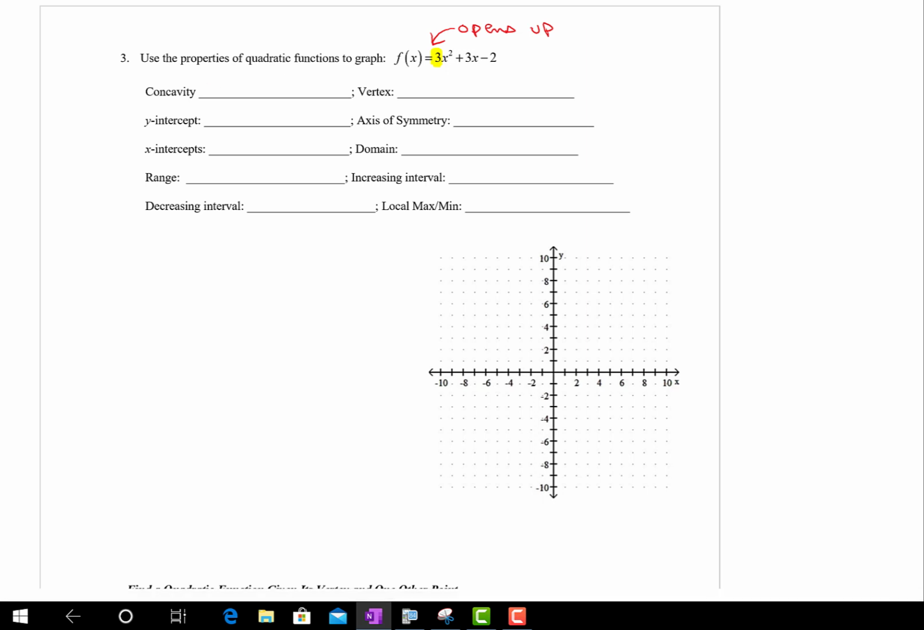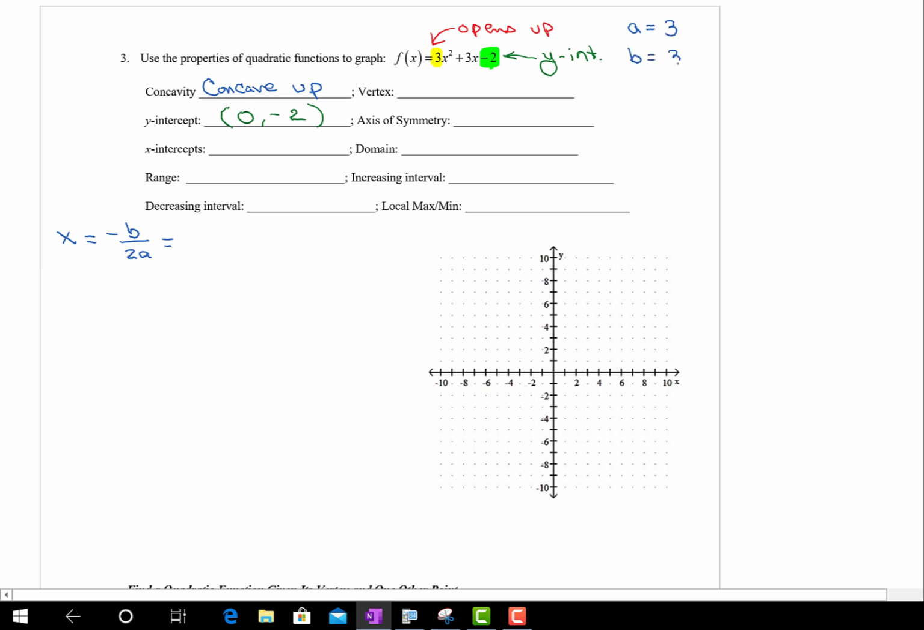Okay, number 3: use the properties of quadratic functions to graph f of x is equal to 3x squared plus 3x minus 2. I can tell that it opens up, so it's going to be concave up. I can also tell that the y-coordinate of the y-intercept is going to be negative 2, so the y-intercept is (0, negative 2). To find the value of the axis of symmetry, or the x-coordinate of the vertex, I would use x is equal to negative b over 2a.